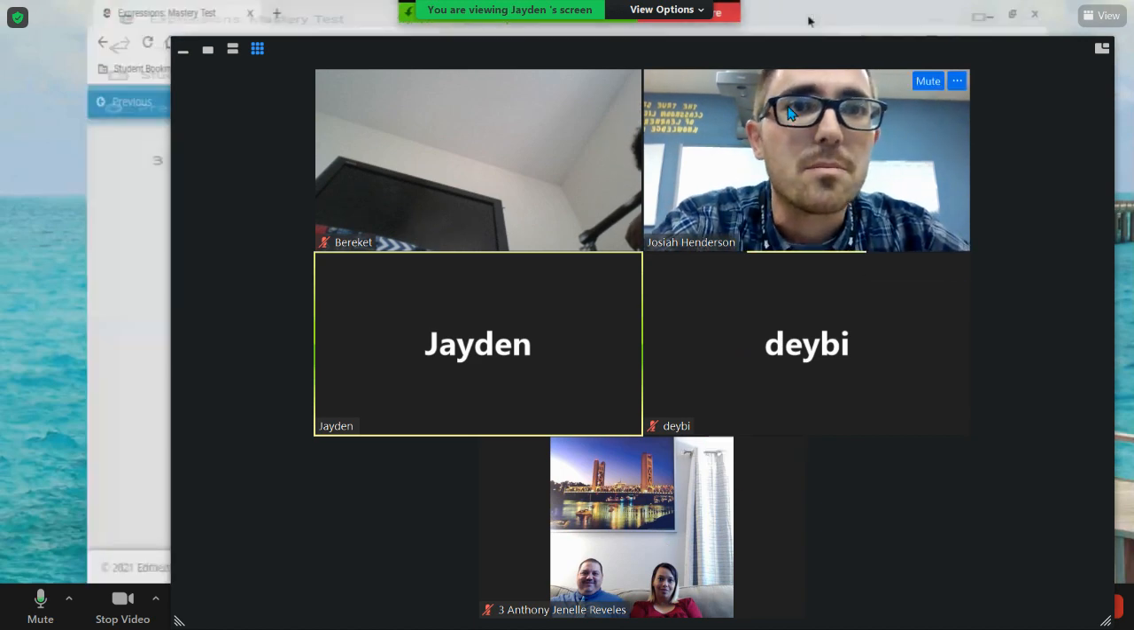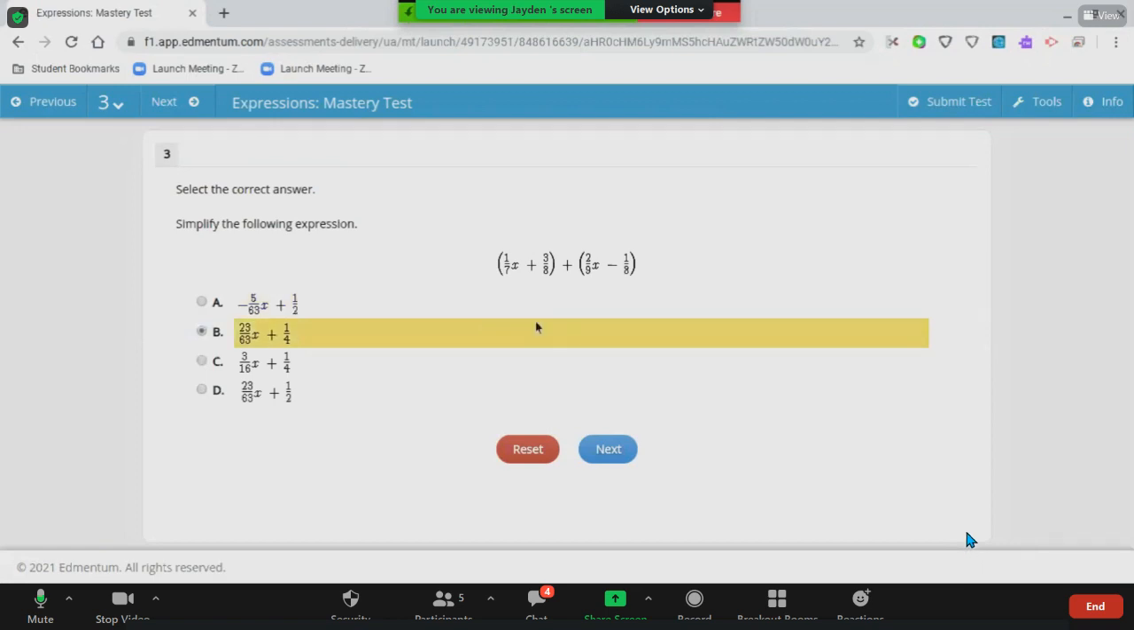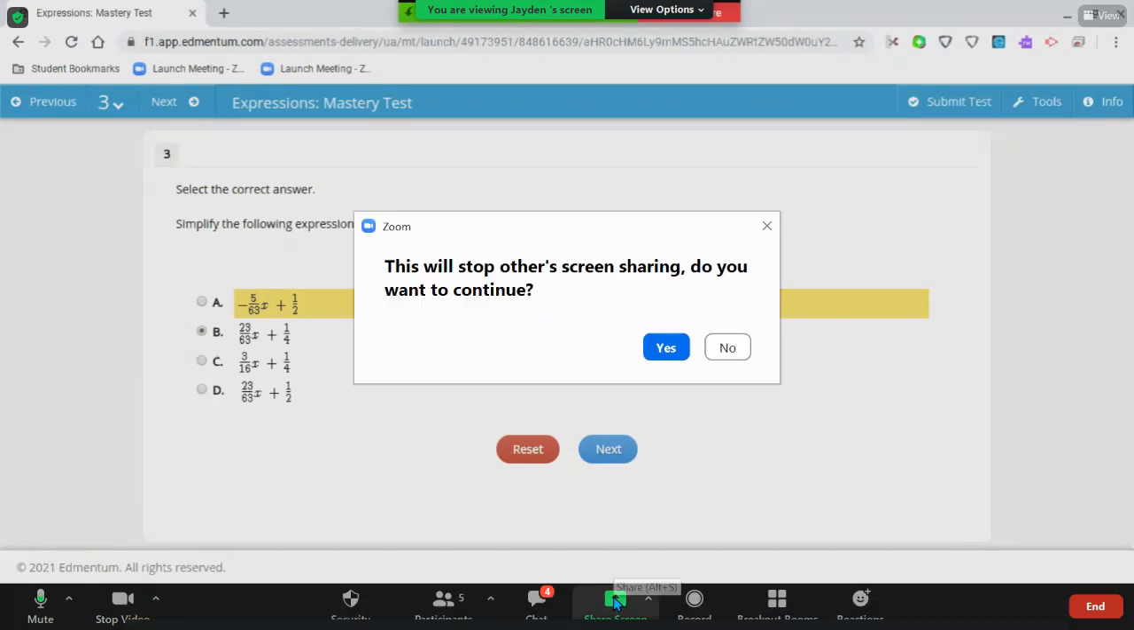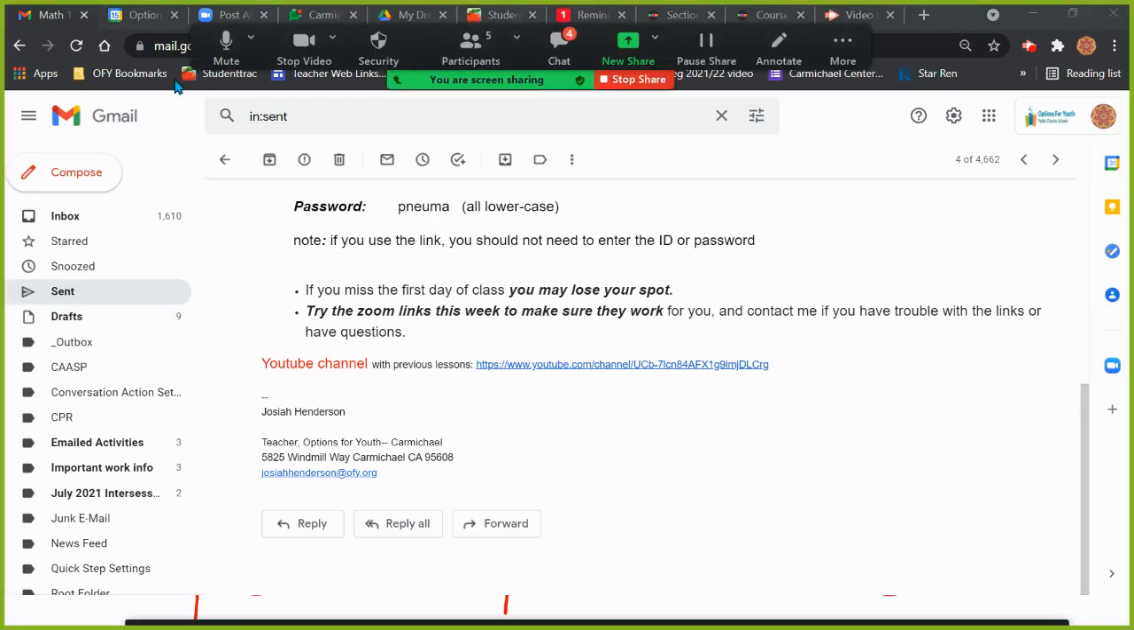Okay, show me this problem, this question. It's this one right here. This one is a total pain. Okay, let me write it down and then we'll do it together. 1/7 x plus 3/8 and then plus 2/9 x minus 1/8. Okay, thanks for sharing. I'm going to take over just so I can draw again. All right, where am I?